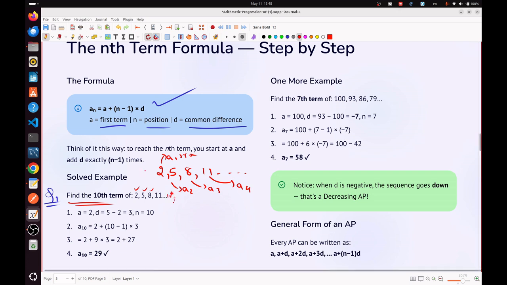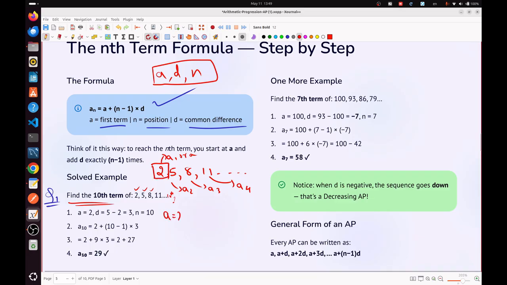To solve this with the formula, we need A, we need D and we need N. These three things we need. So first we will find A. The first term in the series is A, that is A equal to 2. Here we have 2, right? So A equal to 2.